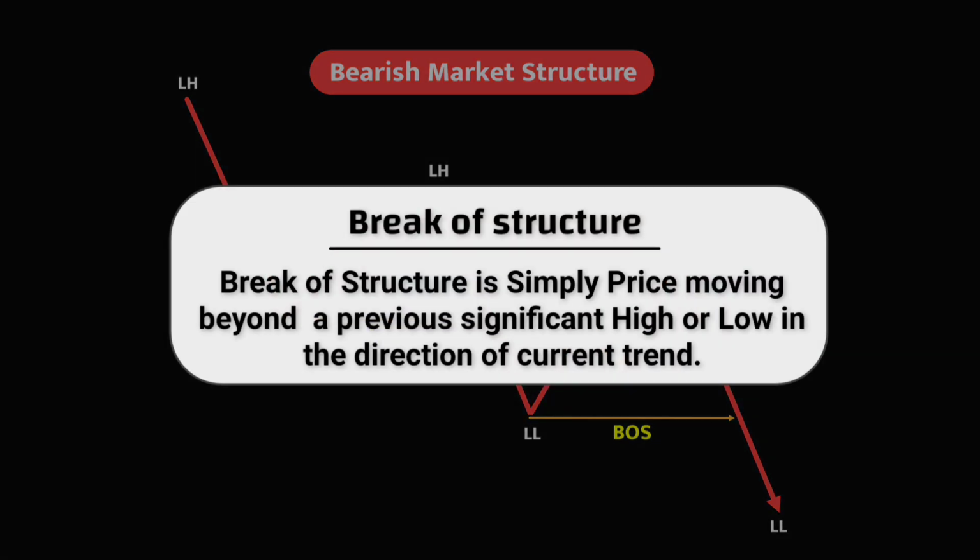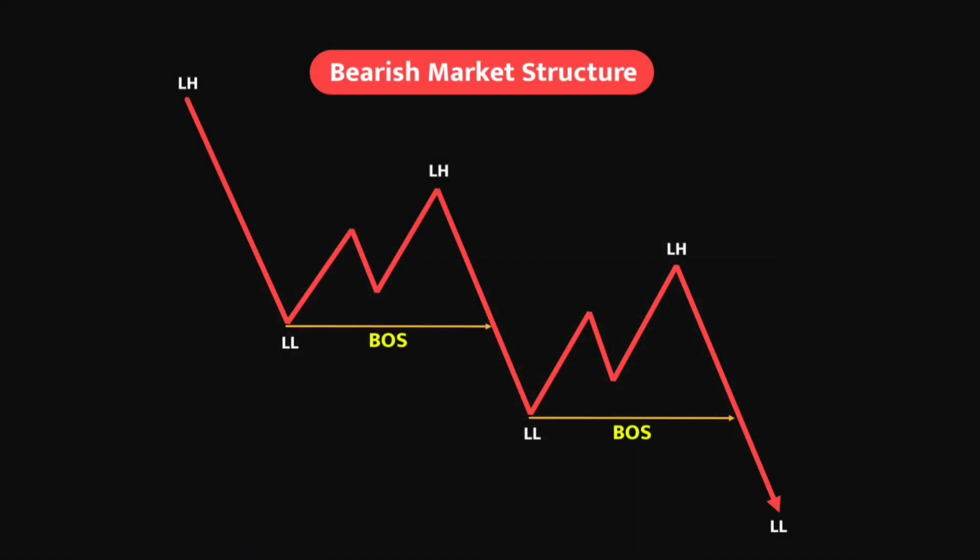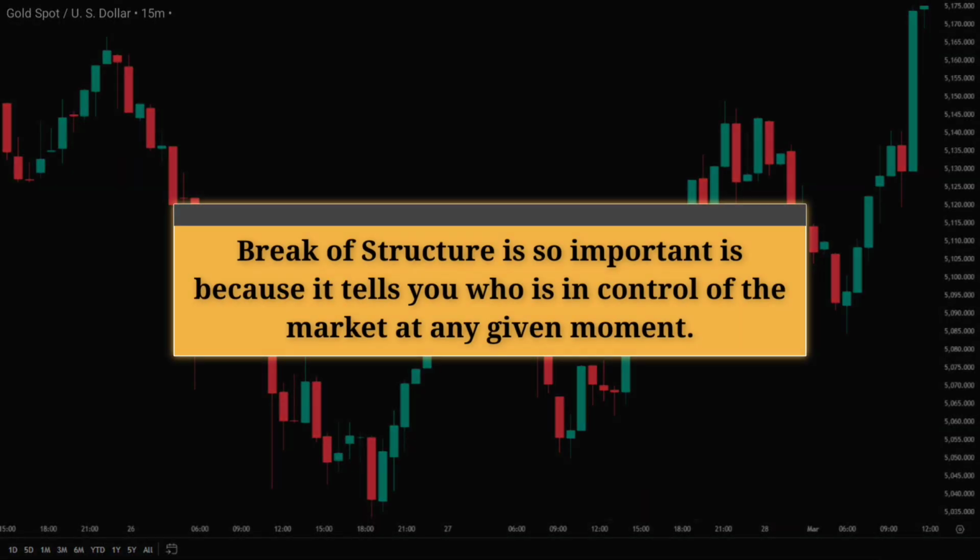A break of structure is simply price moving beyond a previous significant high or low in the direction of the current trend. It is confirmation that the trend is still intact and the market is not showing any signs of reversing. The reason break of structure is so important is because it tells you who is in control of the market at any given moment.